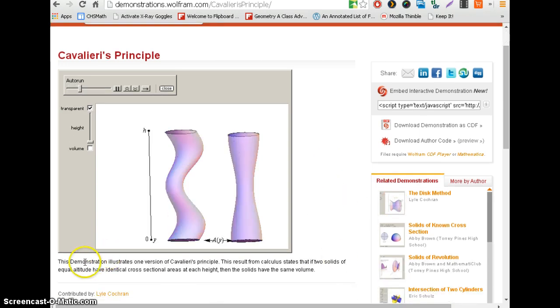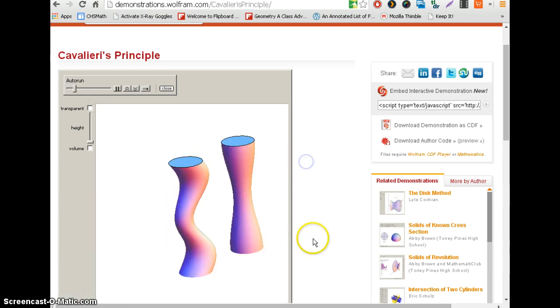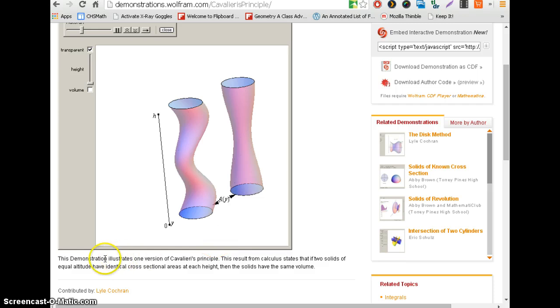That's what it says. The result from calculus states that if two solids of equal altitude, so they have the same height, right, have identical cross-sectional areas, you can see the cross sections there. We slice across. Each slice makes a cross section, right? Then the solids are going to have the same volume. As long as we have the same slices across, they're going to have the same volume. So we're going to talk about that momentarily.